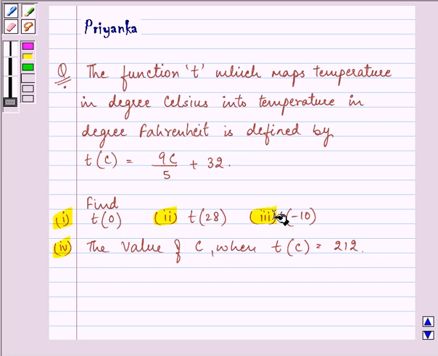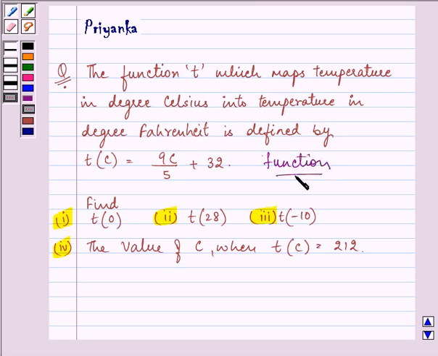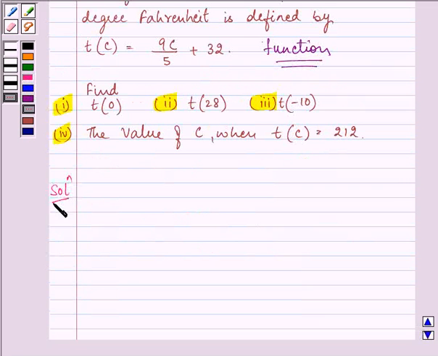So these are the four parts of the question which we are required to find out, and this is the formula which will be helping us in doing so. And rather, we'll define it as a function. So let us proceed on with our solution. Here the function T is defined by 9C divided by 5 plus 32, and we are required to find these four values.